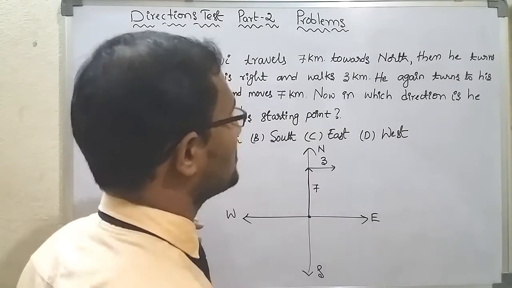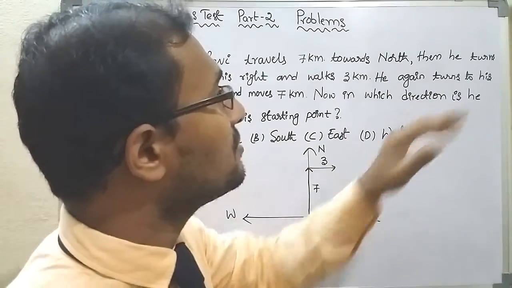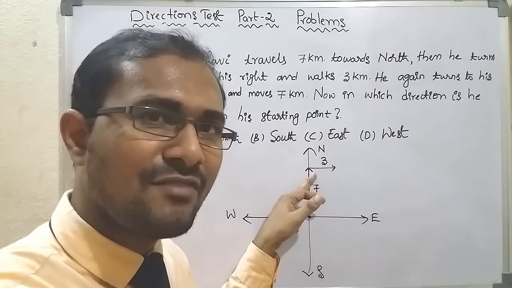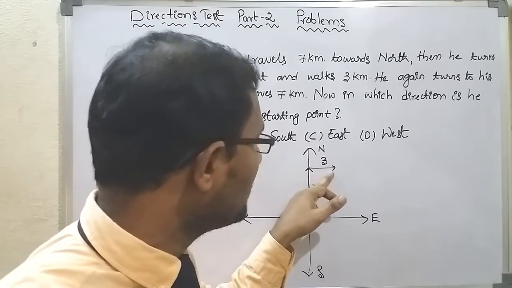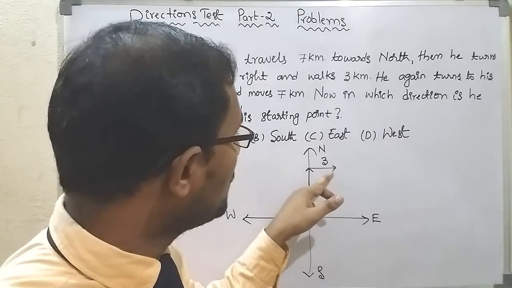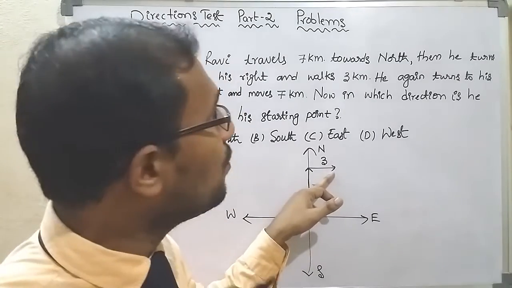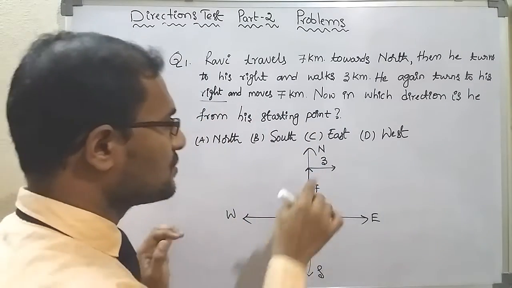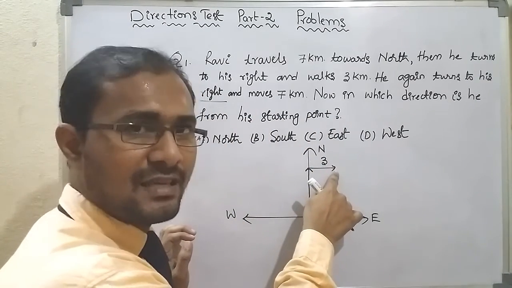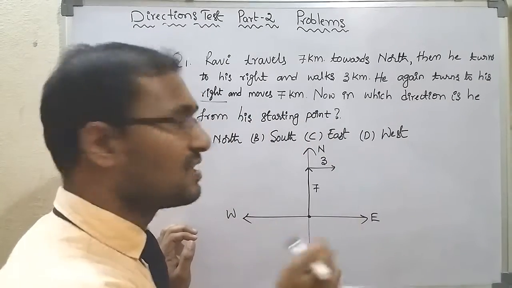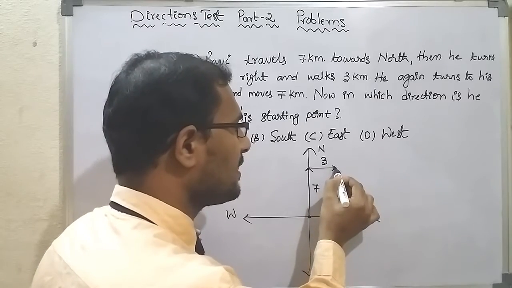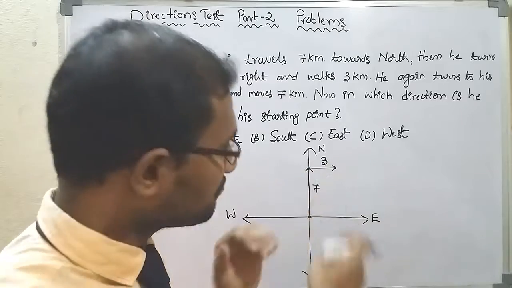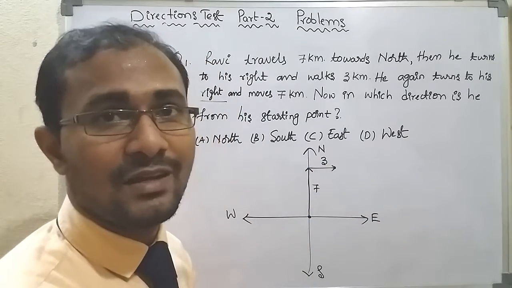After covering 3 kilometers, what happened? He again turns to his right. Now after taking the right turn, the person is moving in which direction? East direction. Here he is moving in the east direction. So as the person is moving in the east direction, now what is the turn we have to take here? He again turns to his right. So for a person who is moving in the east direction, what is the right turn? Just imagine yourself at the last point and you are moving in the east direction. Now imagine what is your right hand side and what is your left hand side.